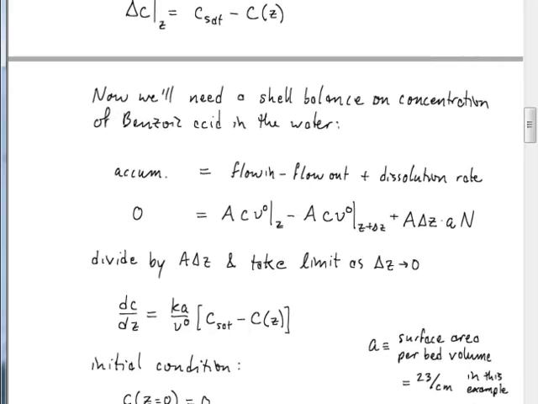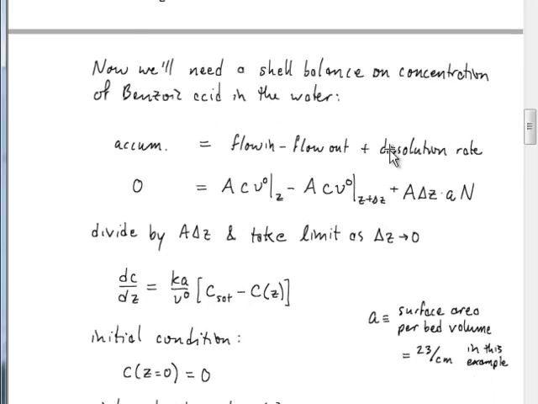So let's go ahead and do a shell balance. We've got an accumulation term, which is going to be 0 because we're going to assume that we're studying this problem in steady state. We've got flow in to our little section between z and z plus delta z. That has a cross-sectional area multiplied by the concentration of benzoic acid with the superficial velocity at location z. The flow out term looks similar, but it's evaluated at z plus delta z. And the dissolution rate effectively serves as a generation term because we're thinking about a balance on the concentration in the liquid that's flowing through this bed.